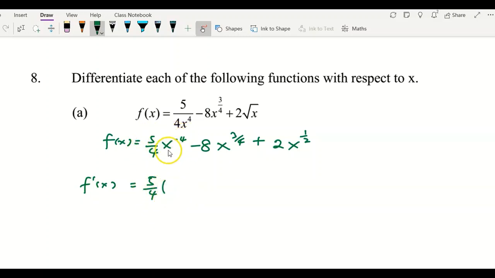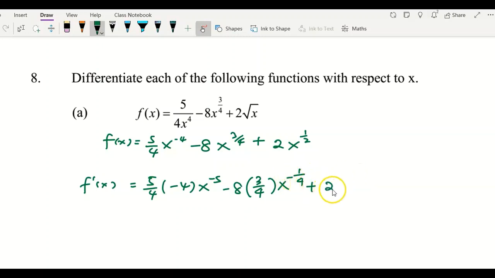And how do you differentiate x power of negative 4? You just bring the negative 4 over to the front, and the power of negative 4 minus 1, you get negative 5. Then again, the negative 8 is a coefficient, so just write it down. And to differentiate x power of 3 over 4, bring the 3 over 4 to the front, and the power of 3 over 4 minus 1, I got my negative 1 over 4.